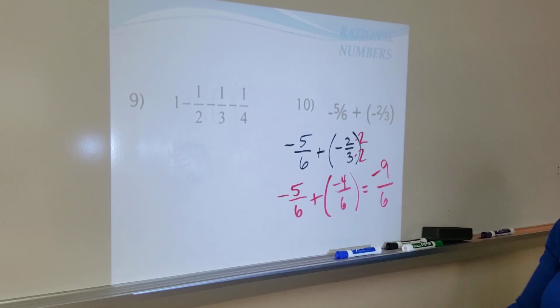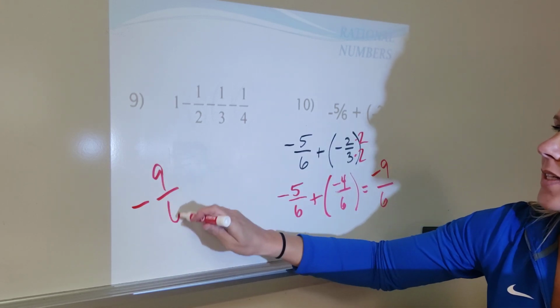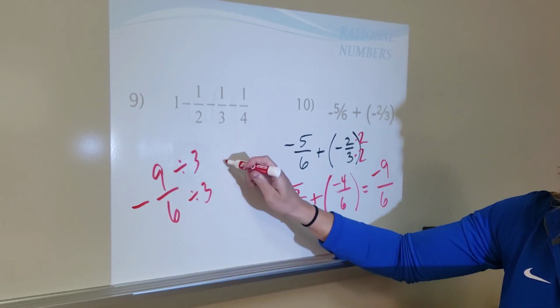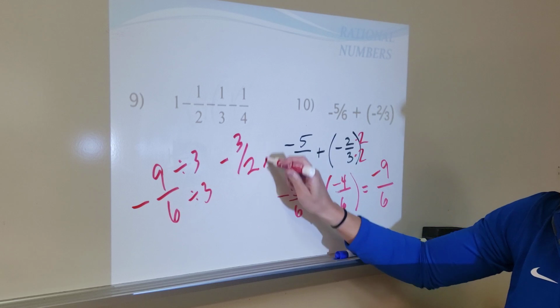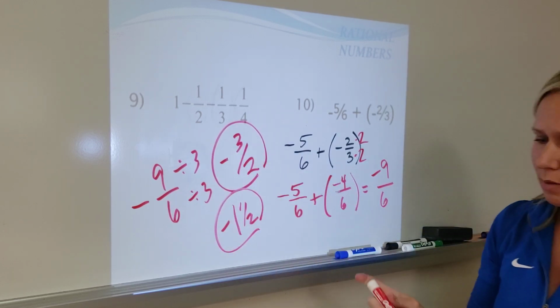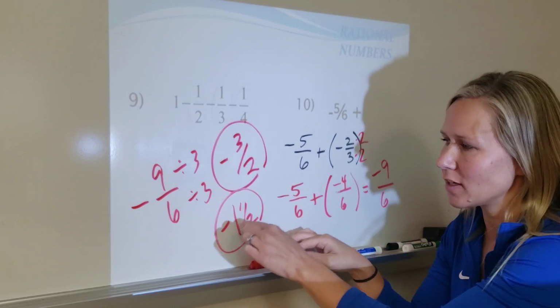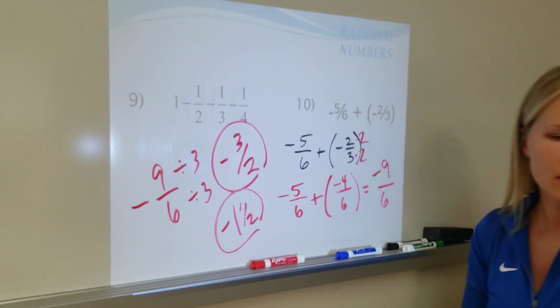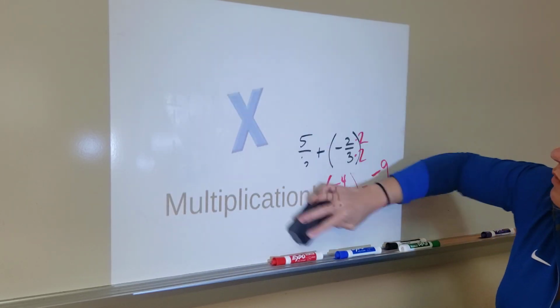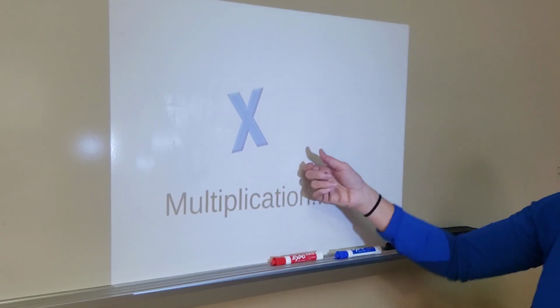Now, I couldn't leave my answer like this. I can't leave it as negative 9/6 because it can be simplified. Both of these numbers are divisible by 3. I would get negative 3 halves or negative 1 1/2. But really, we can leave our answer improper. Let's practice doing that rather than changing everything to mixed numbers. Okay? So that was your adding and subtracting review where we find common denominators. Let's move on to multiplication.